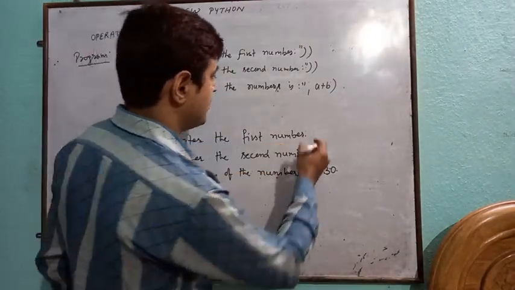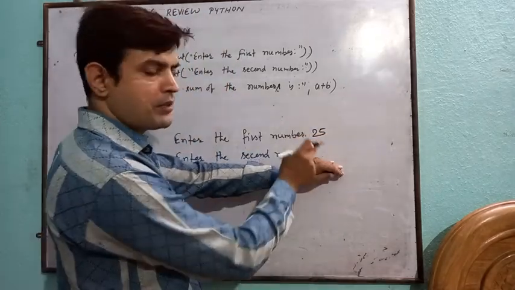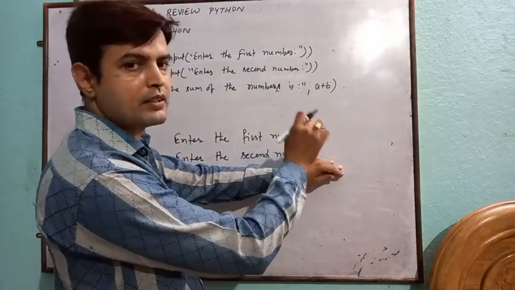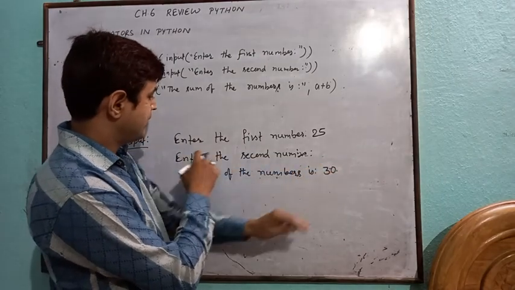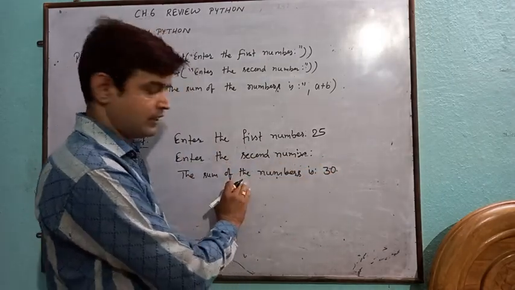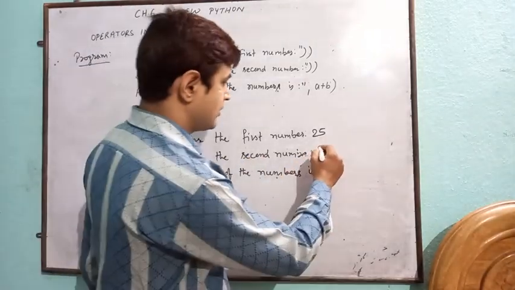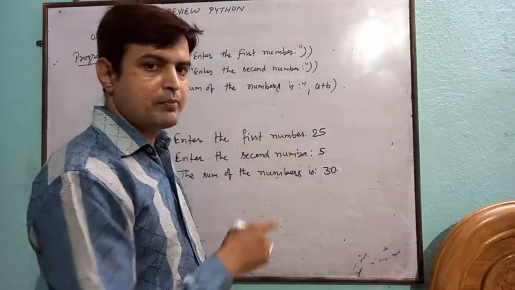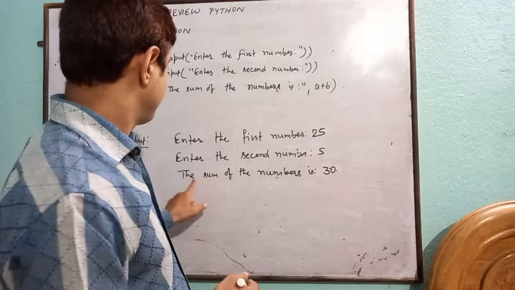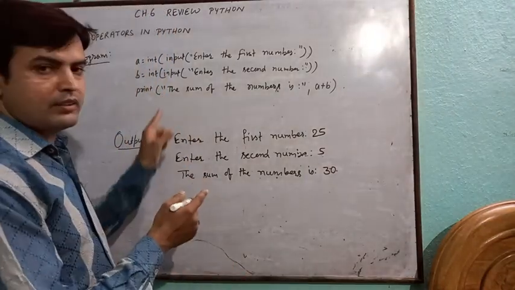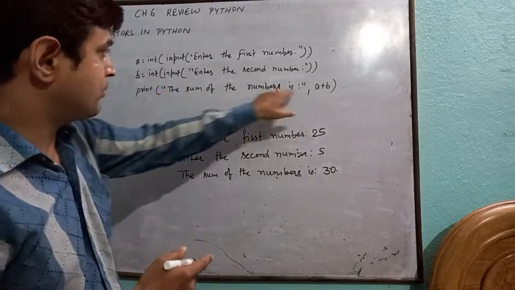Enter the first number. This message will be displayed on the screen. Suppose we entered number 25. Then after entering the number, don't wait, just press the enter key. When we press the enter key, then the next message will be displayed, that is, enter the second number. Suppose we entered 5. And now we will press the enter key, and as we press the enter key, this will be displayed. The message that we give between the double quotation marks.